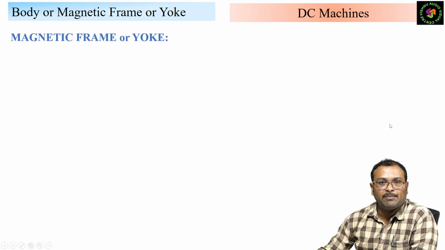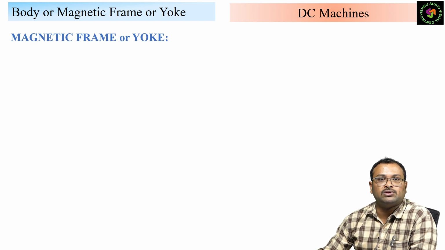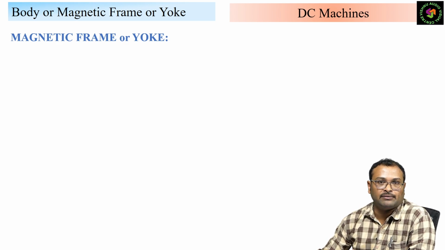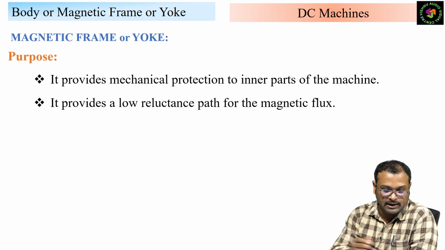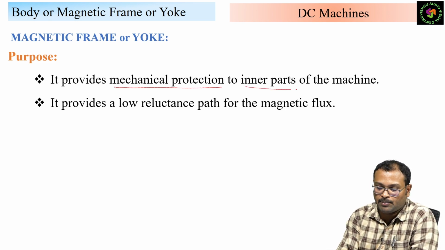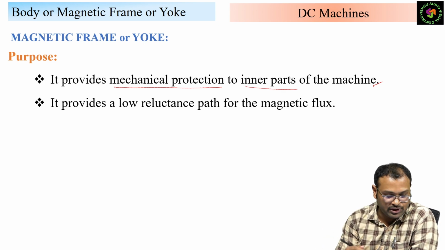The magnetic frame and yoke. We know that it is a frame. What is the purpose of the frame? Like a photo frame, which protects the photo, here the frame will protect the complete machine. It provides mechanical protection for the inner parts of the machine, either generator or motor.